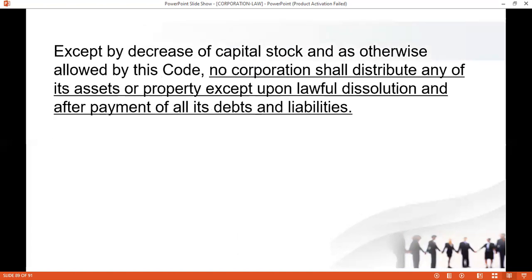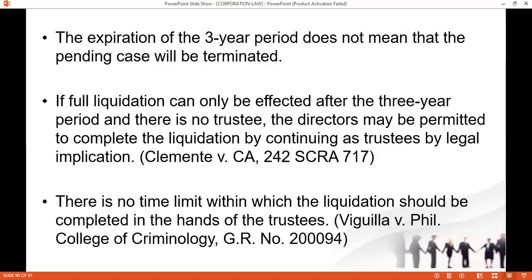Except by decrease of capital stock and as otherwise allowed by this code, no corporation shall distribute any of its assets or power except upon lawful dissolution and after payment of all its debts and liabilities. Okay, take note of that.